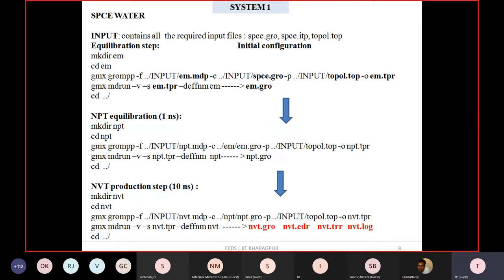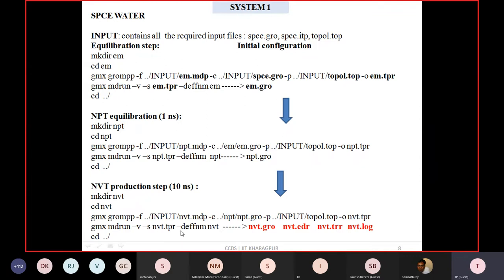So after doing that, once the system is equilibrated, we again take this NPT gro file, and we use this for running the NPT ensemble. So for the NPT ensemble, we use the same procedure. We take the NPT.mdp, we take the structure file from the pre-equilibrated NPT folder, and we take the topology file, which is the same all the time, and we have the NPT.tpr, which contains all the information from the above three files.